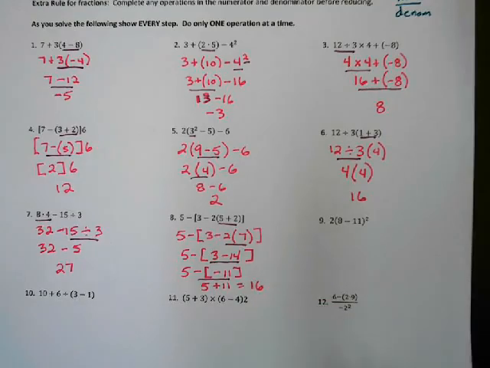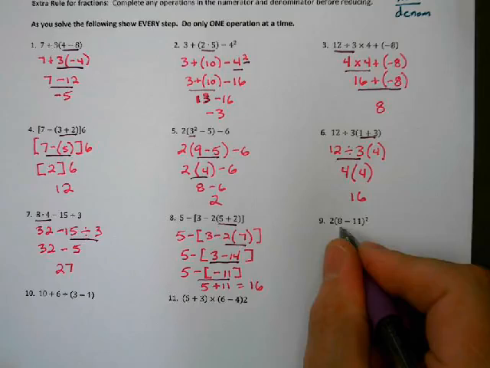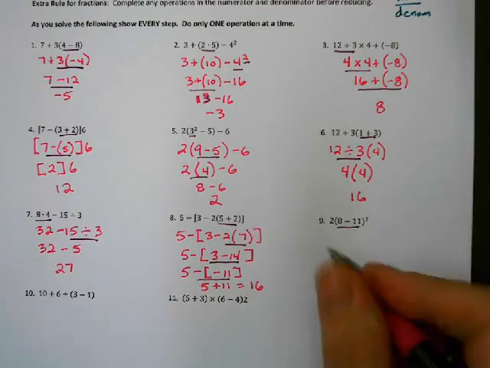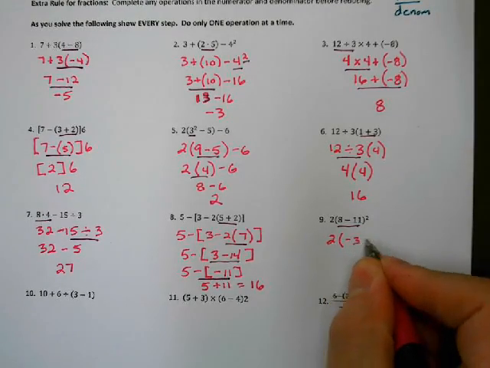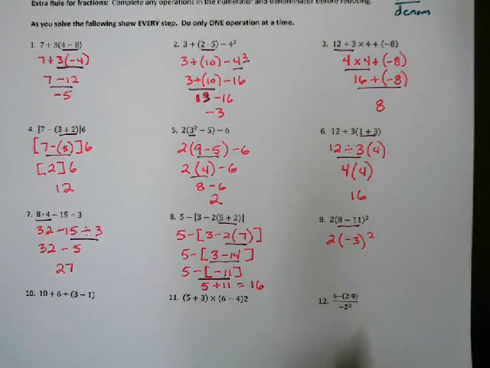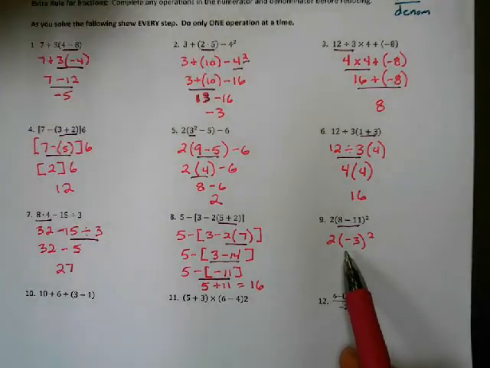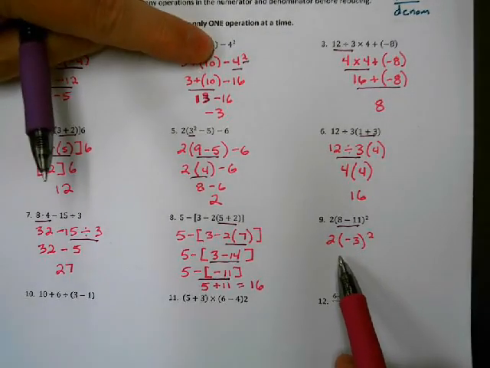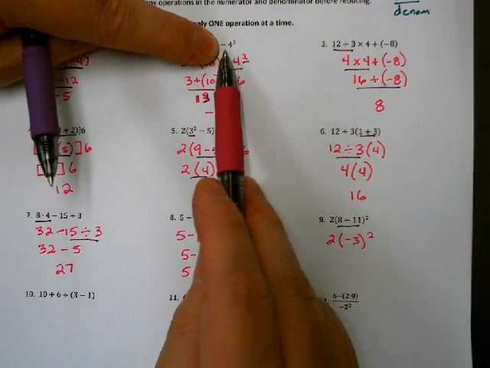Next, we do the parentheses first. So I get 2, quantity negative 3 to the second power. Now it's important that if there were parentheses here, you leave them here, because remember way up, where was the problem? Right here. This problem here, remember, was negative 4 to the second. We said since there's not parentheses, the negative doesn't get squared.